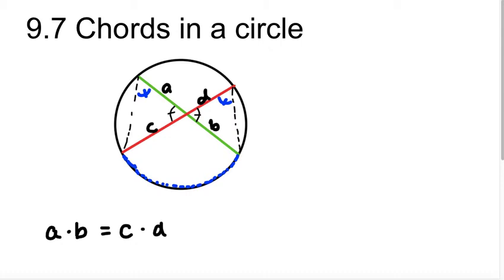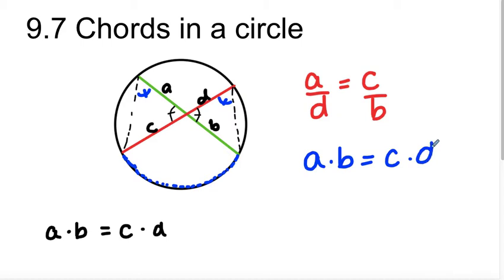Okay, so these are forming similar triangles. In chapter 7, we learned that if two triangles were similar, in this case by angle, then their sides were in proportion. So that would tell me then that A over D equals C over B. Okay, so that proportion's true. And then the cross products property says then that A times B equals C times D. So that's why this theorem actually works.